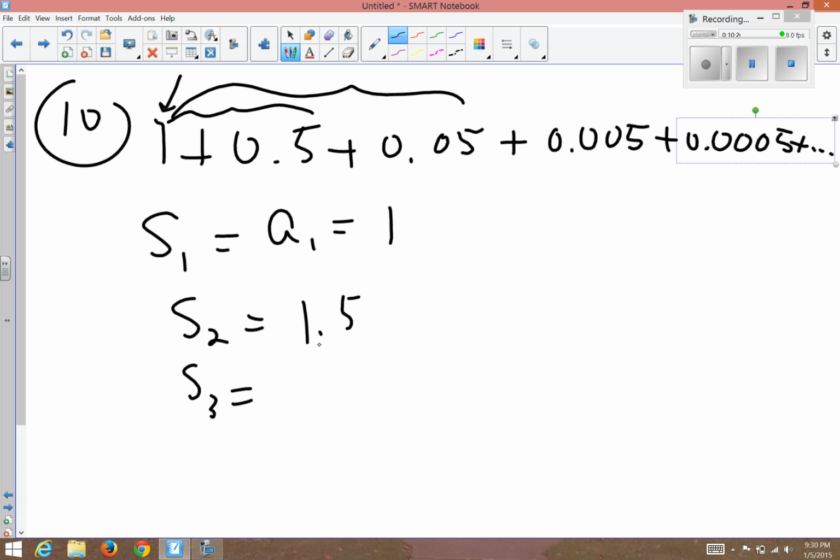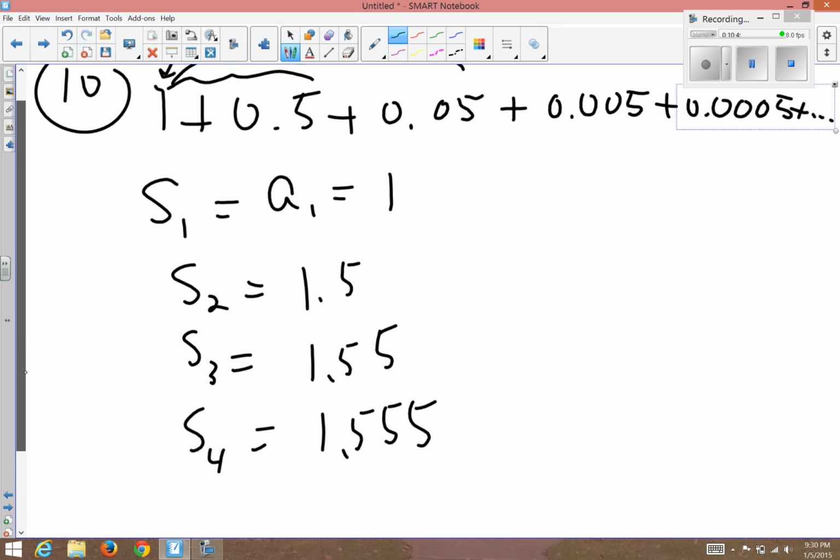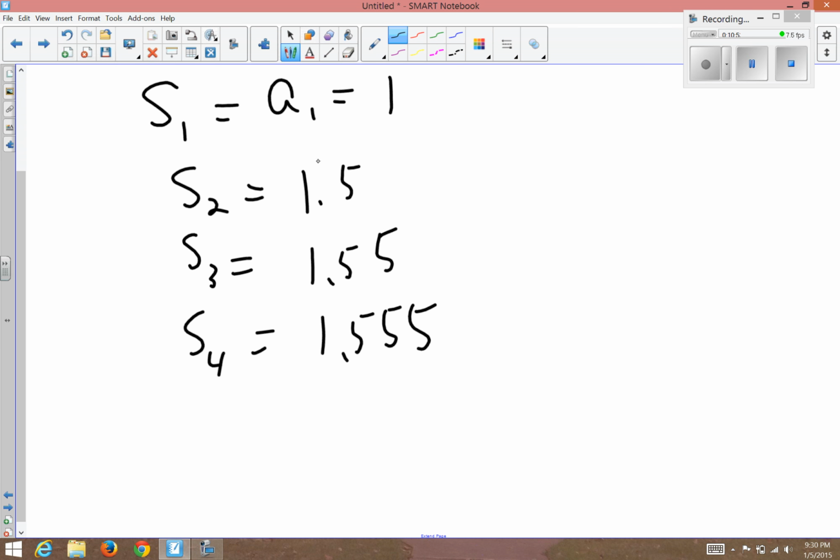This is S sub 1, this is S sub 2. S sub 3 means the sum of the first three. 1 plus 0.5 plus 0.05 is 1.55. The sum of the first four, S sub 4, means add the first four here. And we get 1.555. What we notice here is that this sequence of partial sums does have a limit.